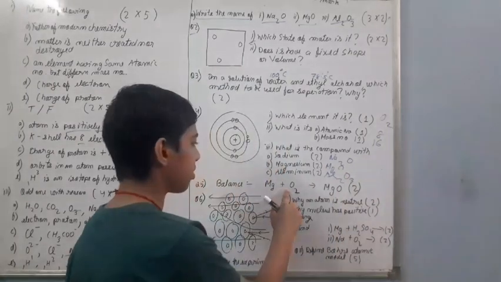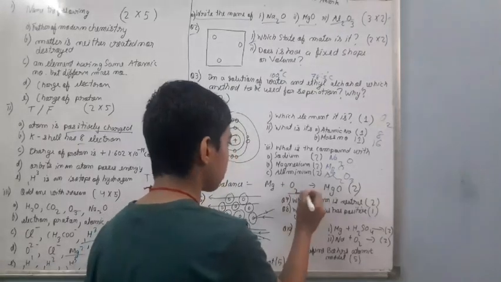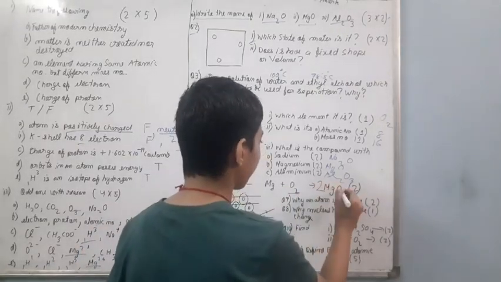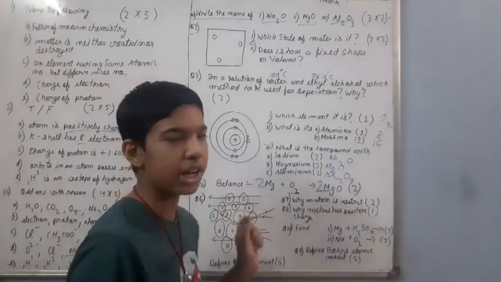Then we have to balance this reaction. Mg plus O2 changes into MgO. Here you have 2 oxygen, and here also we have 2 oxygen. Now Mg we make it 2. So now the reaction is completely balanced.